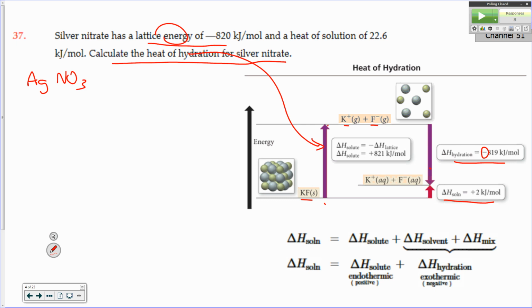Okay, so on this particular problem, it tells us the heat of solution. So we know what this term is. We also know the energy to separate the solute. That's the lattice energy in this case, so we know this term. We're looking for this term in the system that's got to be negative. So if we want to calculate the heat of hydration, that's the term we call delta heat of hydration.